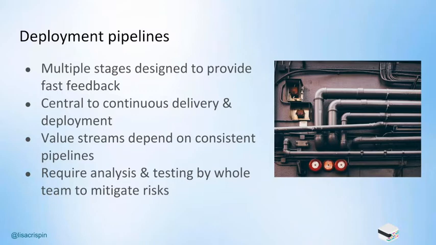I mentioned the word deployment pipelines, but I haven't defined it yet. Pipelines are just the process or the stages that your code changes go through to get ready to be deployed either to a test environment or a staging environment or a production environment, whatever it is. These different stages are designed to provide fast feedback. The earlier stages give faster feedback, so we know right away if our change has broken something else. The later stages may take longer, but they give us more confidence. These are central to continuous delivery and continuous deployment, which I'll define in a minute. This is all part of our value stream. It's something our teams are going to depend on, and the whole team needs to get involved with analyzing where our risks are, where we have enough testing, and what we need.